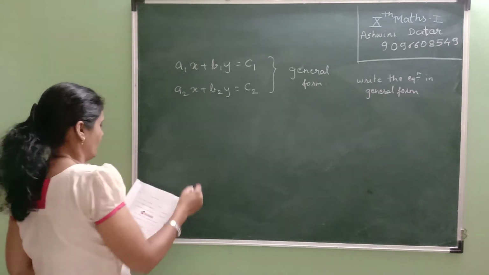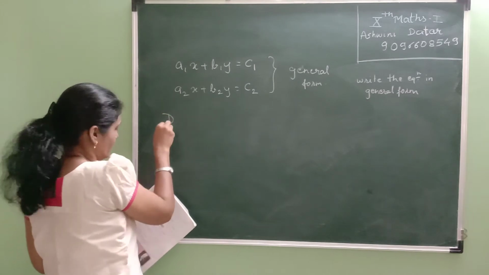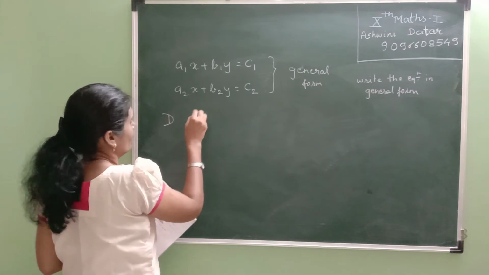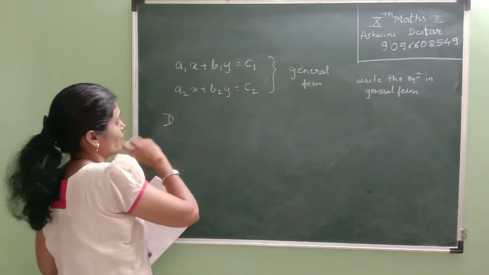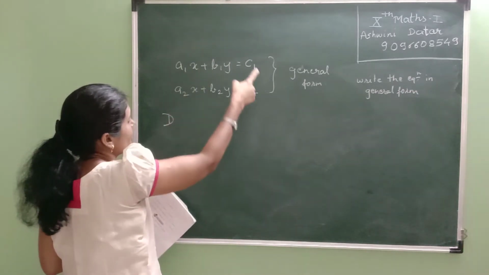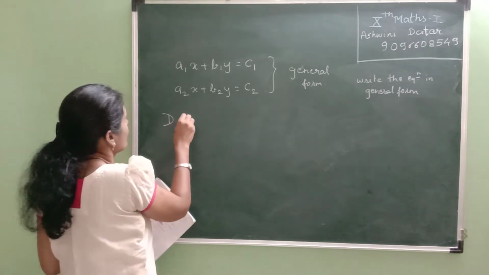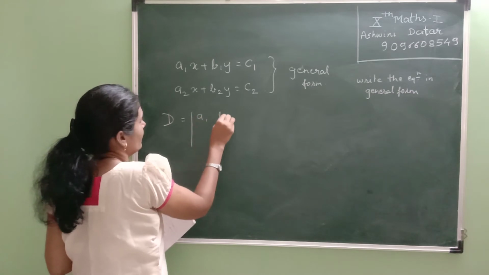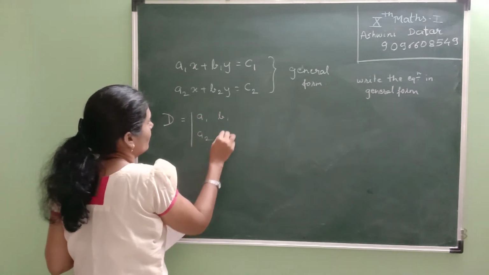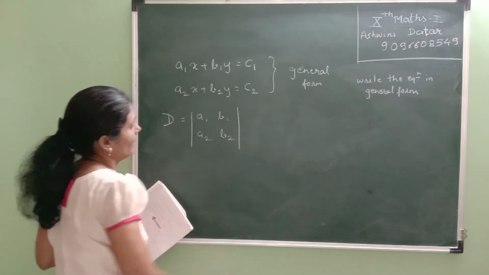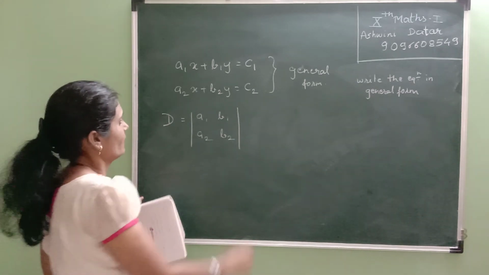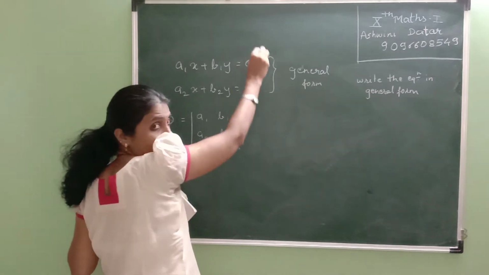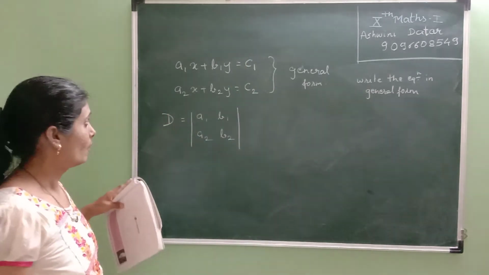Now these two equations are already in their general forms. Now, in the determinant D, I can represent it as A1, B1, A2, B2. So what is your observation? This column of constants, C1, C2, is omitted.